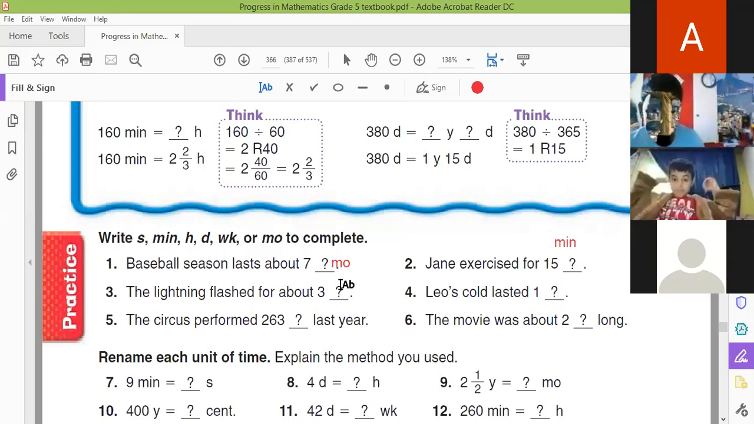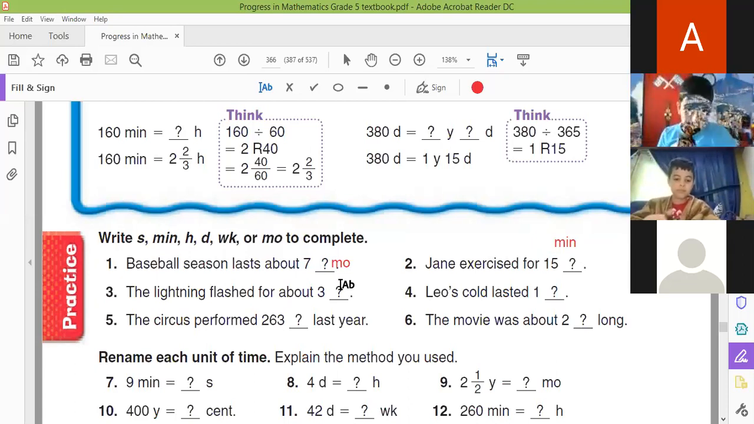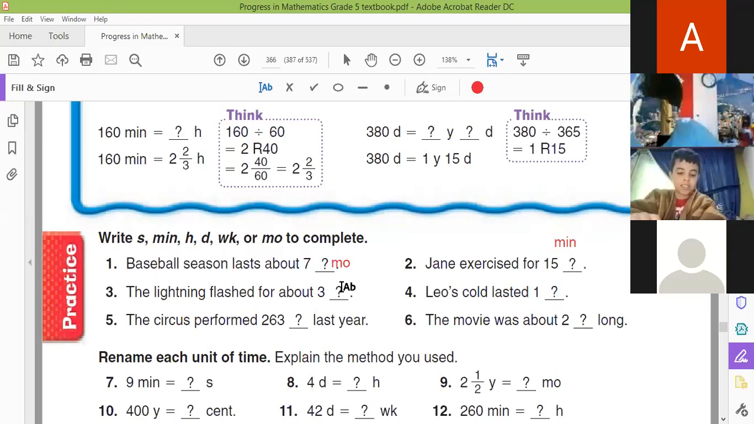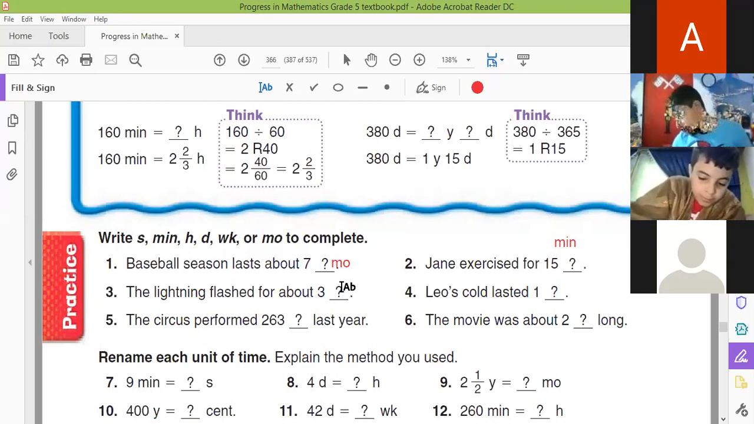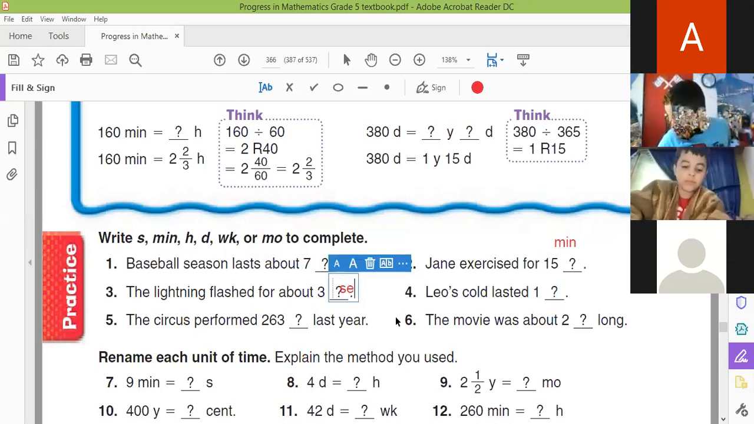Muaz, read question number 3 and tell me the answer. The lightning flashed for about 3 seconds. Yes, 3 seconds. Lightning means during a thunderstorm. Next one right here, 3 seconds.